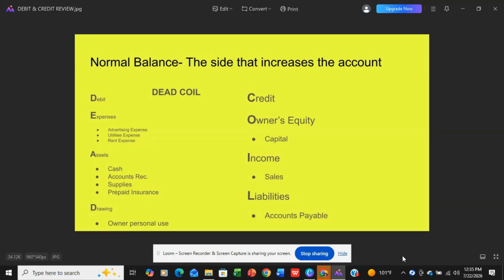Hopefully this has been helpful so you can recognize the normal balances of these accounts. As I said before, a lot of the UIL test will have at least 1 to 2 groups where you have to know the accounts and their normal balances.